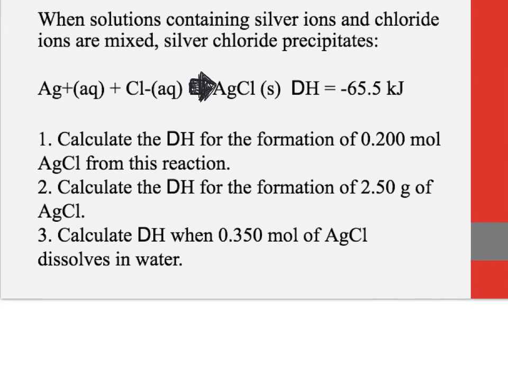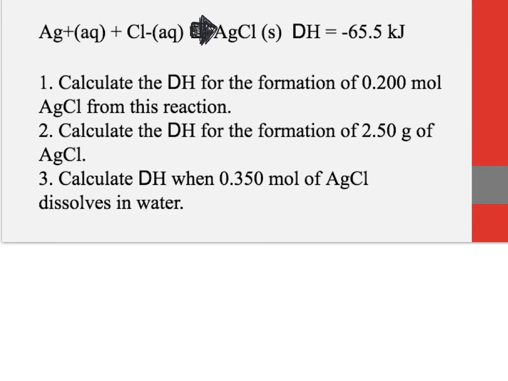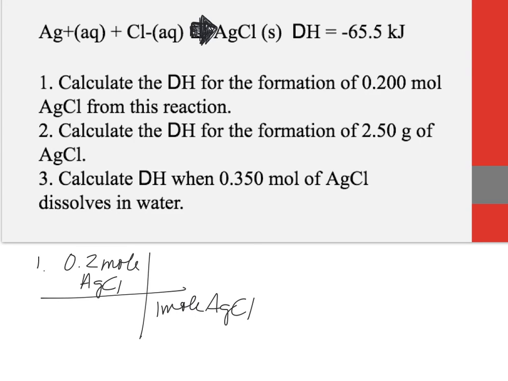So let me move this up a little bit, and we'll start to solve down here. So number 1, we're starting with 0.2 moles of AgCl, right? And you know that 1 mole of AgCl releases negative 65.5 kilojoules, or releases 65.5 kilojoules. These cancel. You're going to get negative 13.1 kilojoules. Short, sweet, to the point.